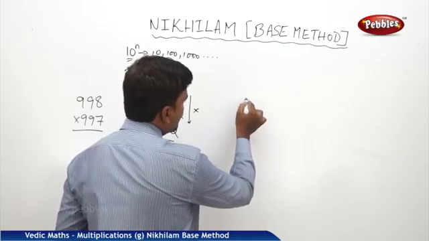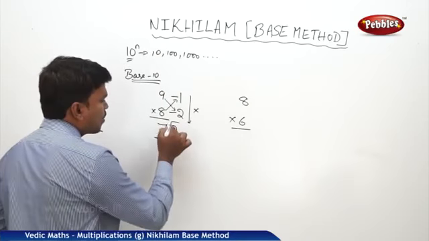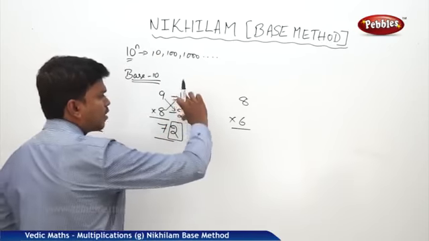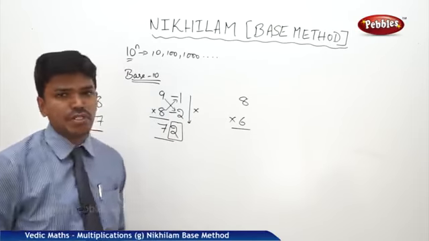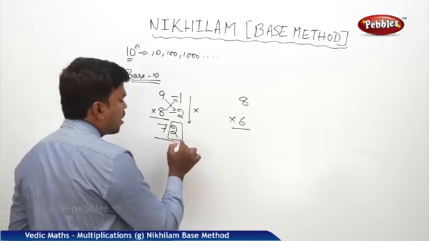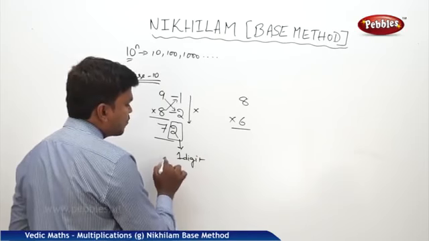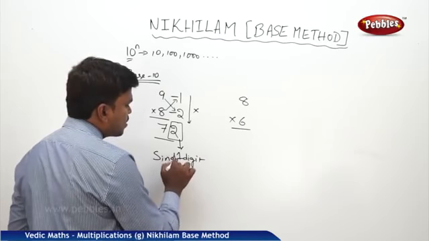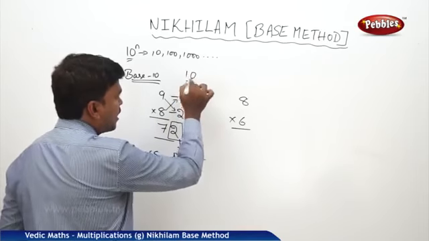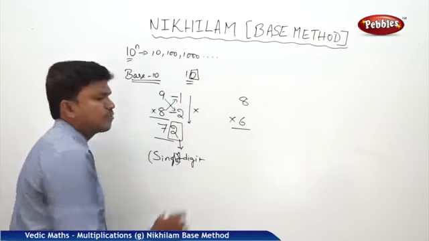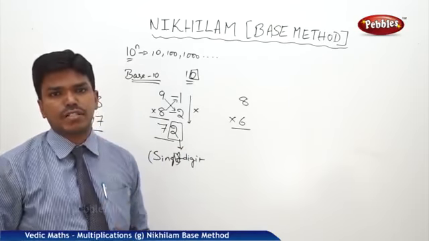Suppose I want to multiply 8 into 6, and remember one thing: the right side part of the answer, which we got by multiplying the deficient numbers, should be in the single digit format. Why single digit format? Because the base which you are taking is 10. In 10 you tell me how many zeros are there? Only one 0. That's why the right side part of the answer should consist of only one digit.